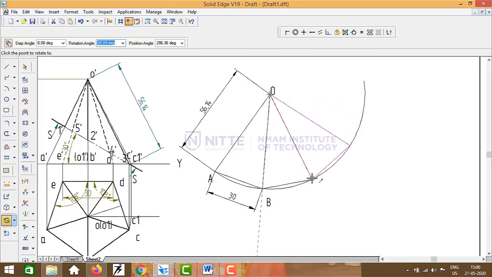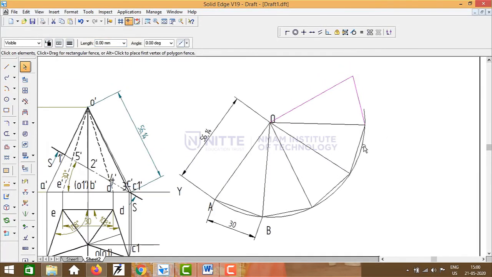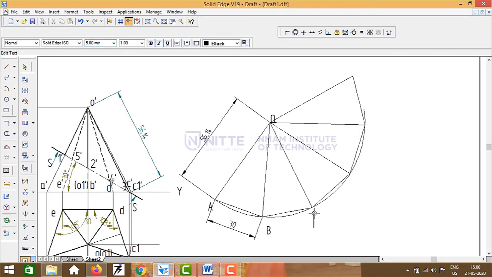Next, select the point C. You'll get one more triangle. Next, select the point D. You'll get one more triangle. Next, select the point E here. So you'll get 5 triangular faces of the pyramid. So name it C, D, E, back to A.